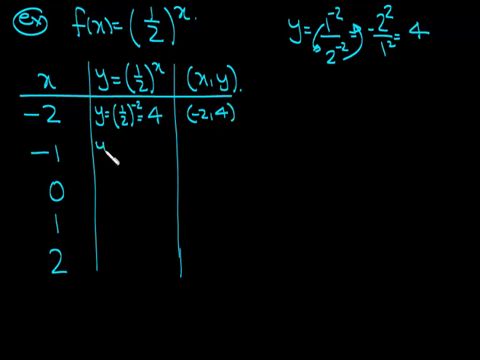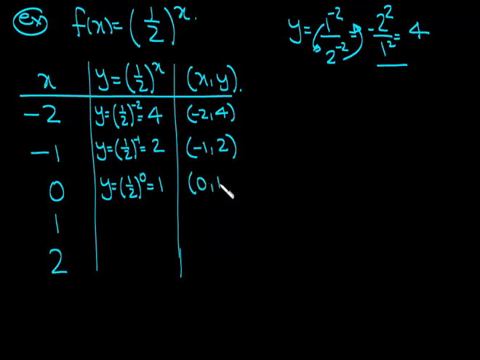Same thing, I have 1/2 raised to minus 1. That's the same thing as 2. Just use the same logic here, except instead of minus 2 we have minus 1. So we get minus 1 and 2. When x is 0, any number raised to 0 is always 1, so we get 0 and 1.